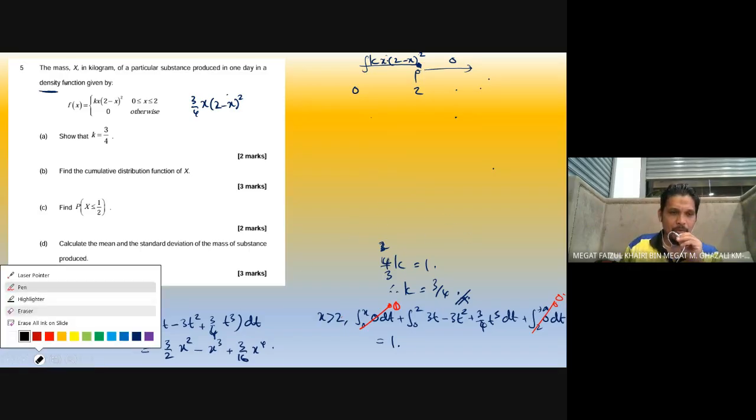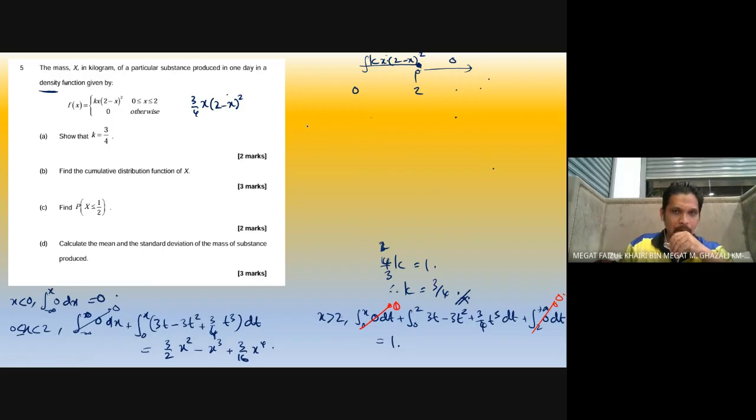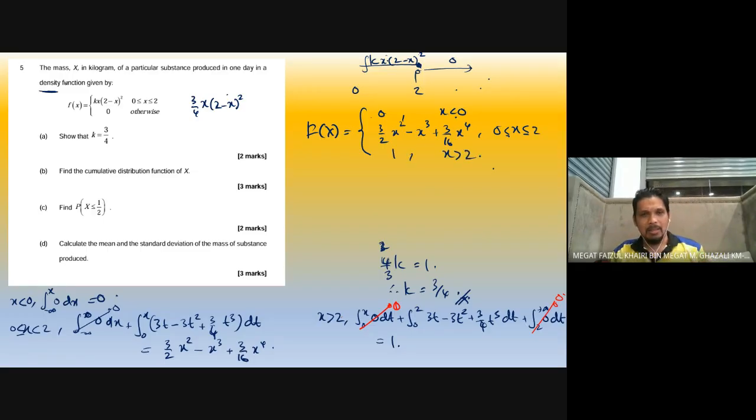So, F(x) equals 0 for x less than 0, equals 3 over 2 x squared minus x cubed plus 3 over 16 x to the power of 4 for x in between 0 until 2, and then 1 for x greater than 2. Okay, now find this one here.